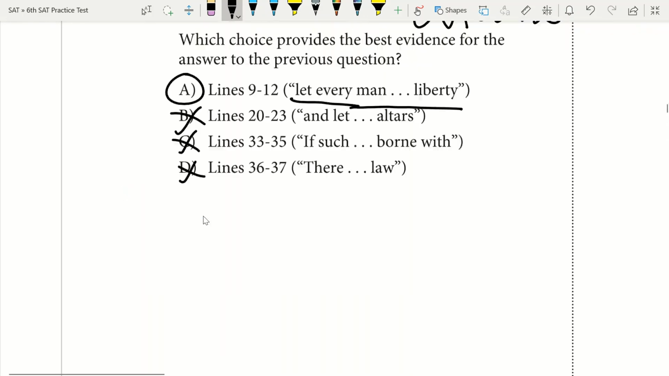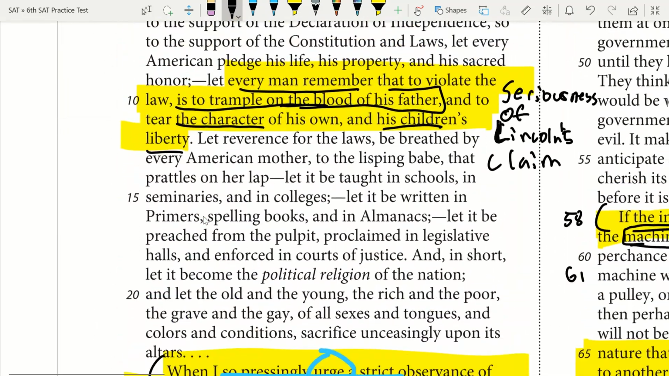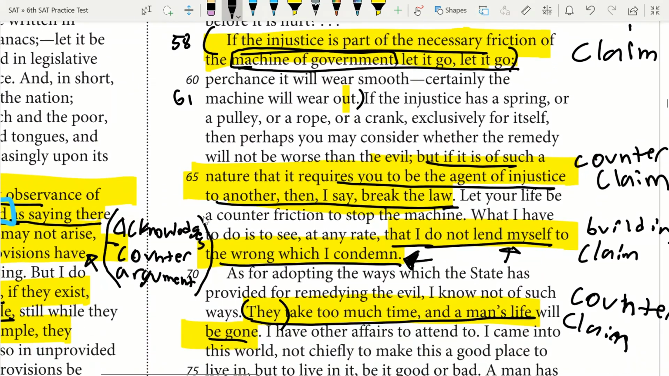Okay, 64 to 66. All right, so I see that I highlighted that, so that's always good. Make sure that, like I said, counterclaims, you're often asked questions on that. So we have, but if it is of such a nature that it requires you to be the agent of injustice to another, then I say break the law. Okay, Lincoln's going to respond to that by saying, no, don't break the law, because that's Lincoln's argument here.